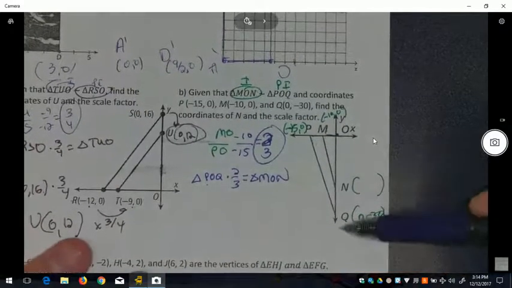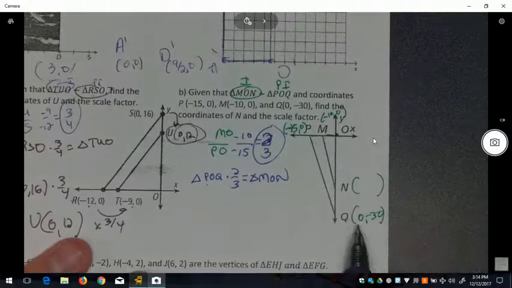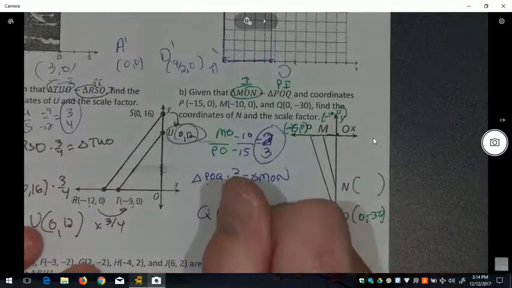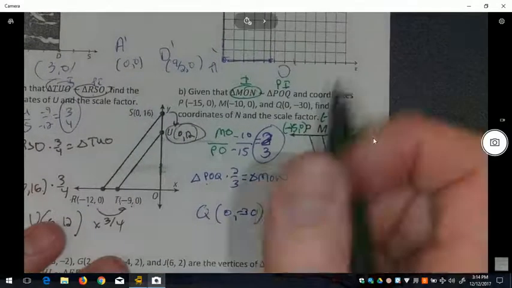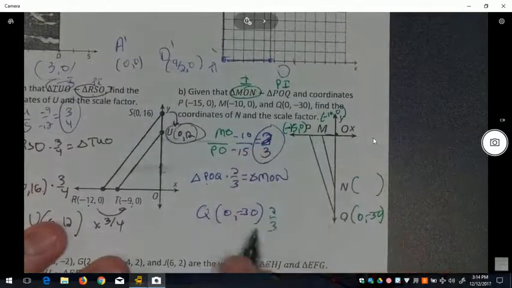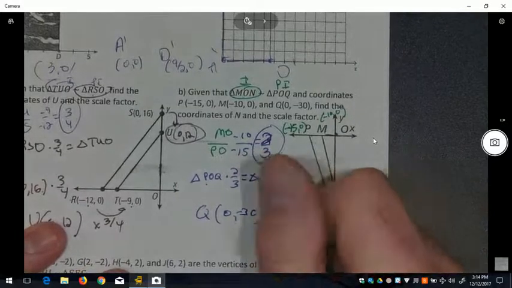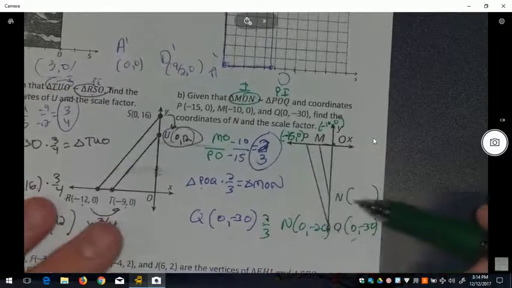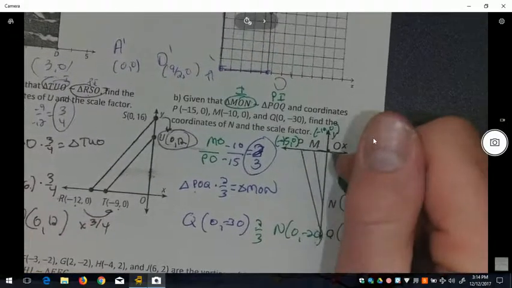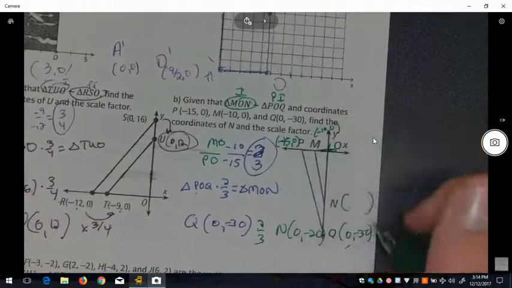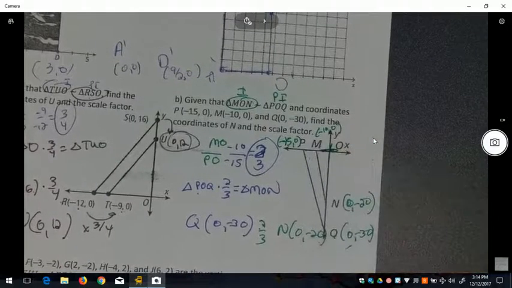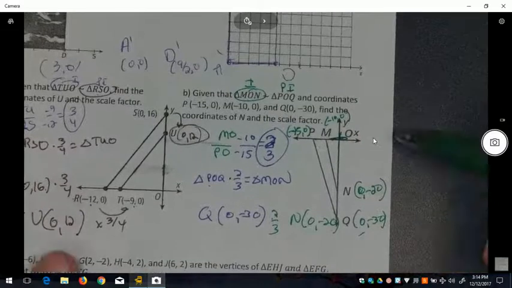Well, I have this length right here at negative 30, and it's written as an ordered pair for Q as 0, negative 30. All I have to do is multiply that by the scale factor of 2/3. That's negative 10 times 2, which is negative 20. Tells me N should be at 0, negative 20. And I can see physically that that is closer to the center of dilation, as it should be. 0, negative 20. So closer to the origin.